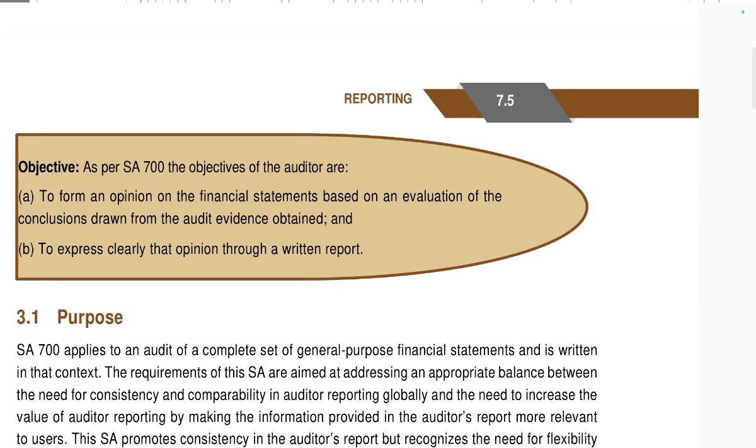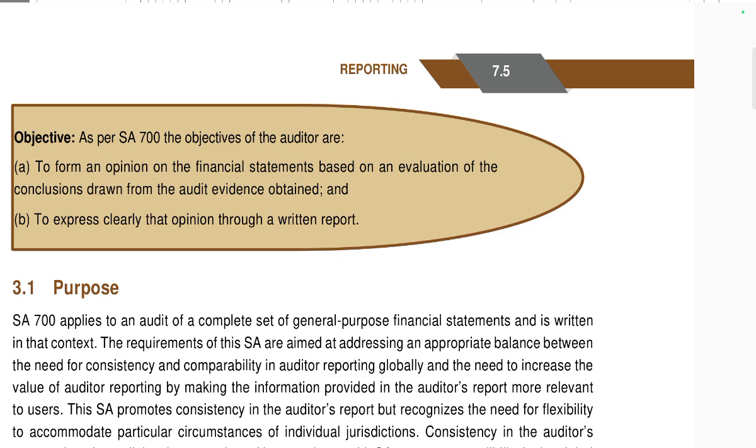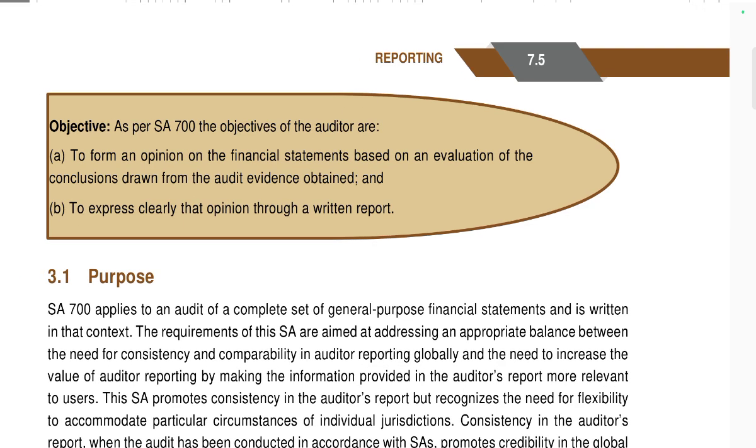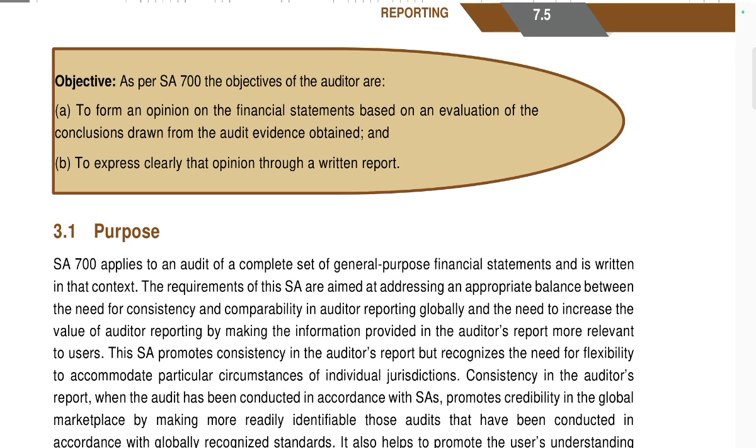The objective of SA 700 is for the auditor to form an opinion on the financial statements based on the evaluation of the conclusions drawn from the audit evidence obtained, as per SA 500, and to express clearly that opinion in the auditor's report.